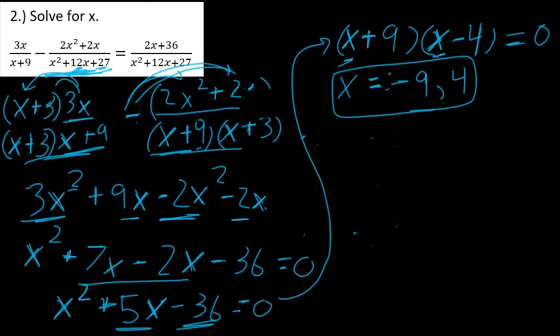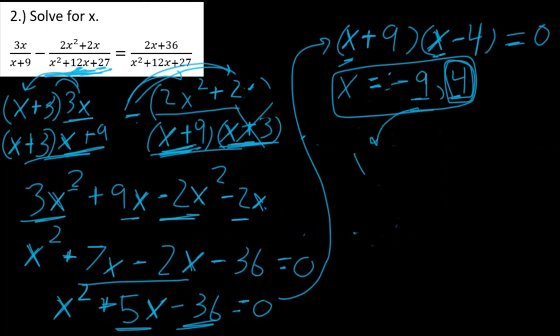Now remember though, we have to go back to our original denominator, and we have to plug those in and see if those are going to equal 0. Now notice x plus 3, we have a negative 9 and a 4. We really don't care about that one right there. But let's take a look at x plus 9. And this assures us that the 4 is definitely a solution, but we have to test out negative 9.